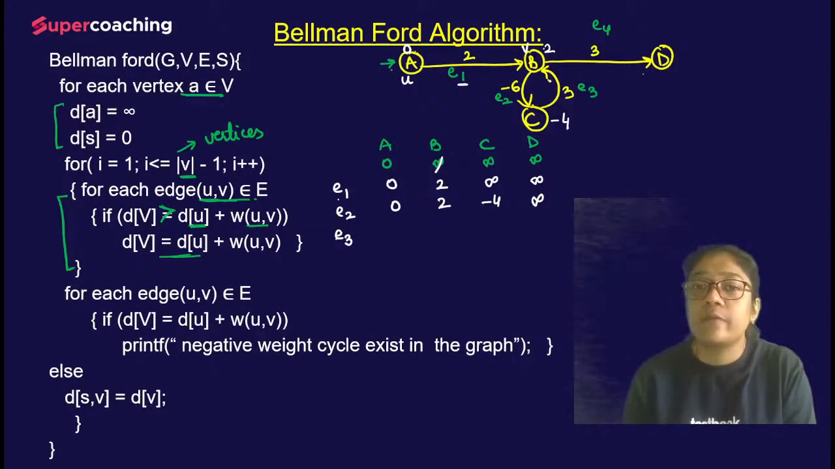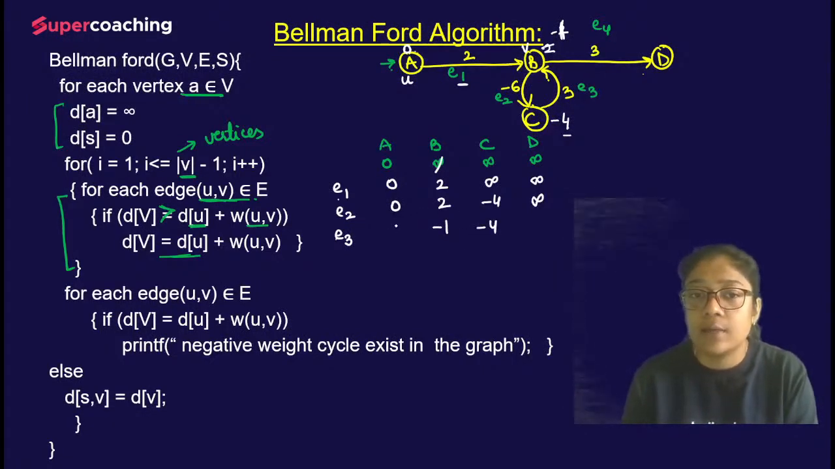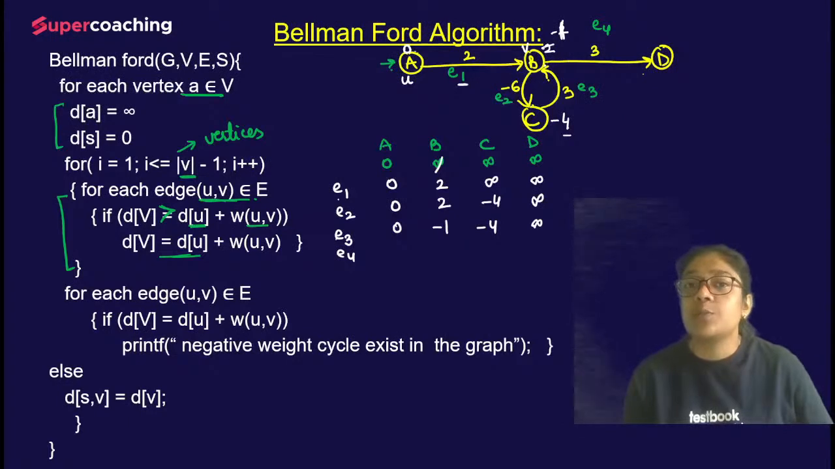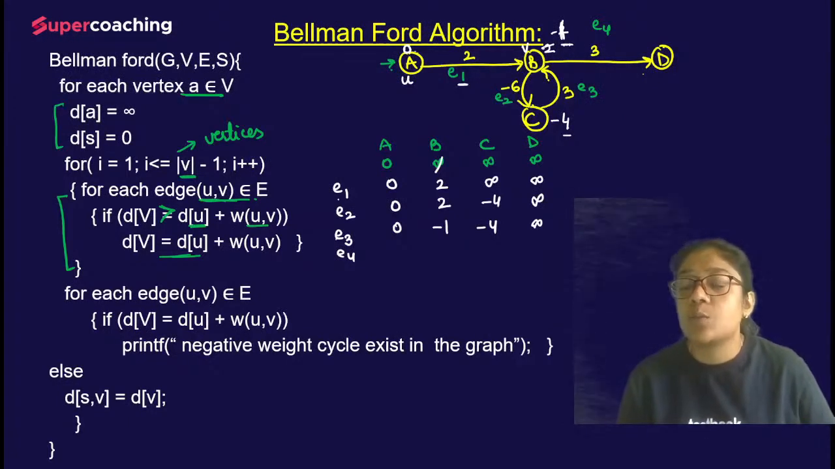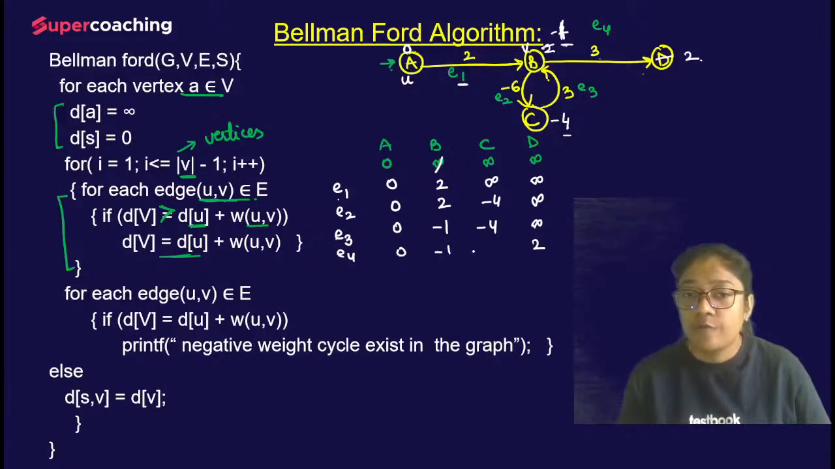E3 will be changing the value for B if it's getting the minimum value. So minus 4 plus 2 is minus 2. Minus 2 is obviously smaller than 2. So minus 4 plus 3 is minus 1. So we are getting here the values minus 1, minus 4 and 0 and infinity. Now consider E4. E4 किसके बीच में? B और D के बीच में. B का distance minus 1 है. Minus 1 plus 3 is 2. So this value updated to 2. For each edge, we have updated the values of the vertices.